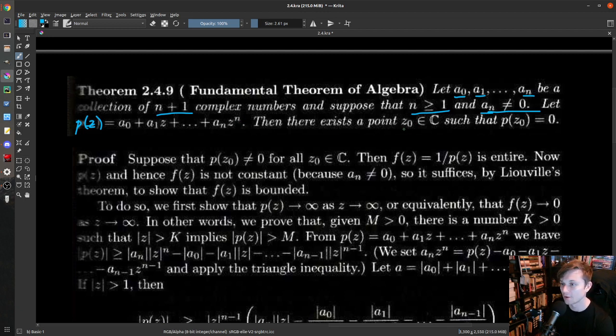Our claim is that there exists a point z0 in C such that this polynomial is 0. That is, since an is not equal to 0 and n is greater than or equal to 1, what we're saying is that the only polynomials that have no zeros are non-zero polynomials of degree 0, right?